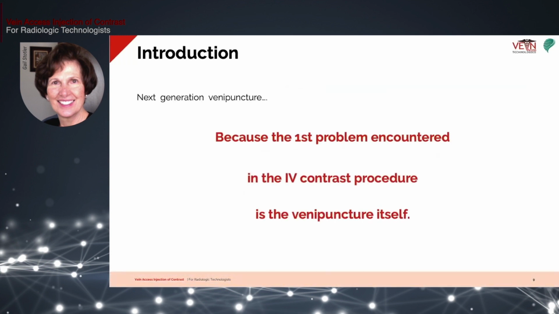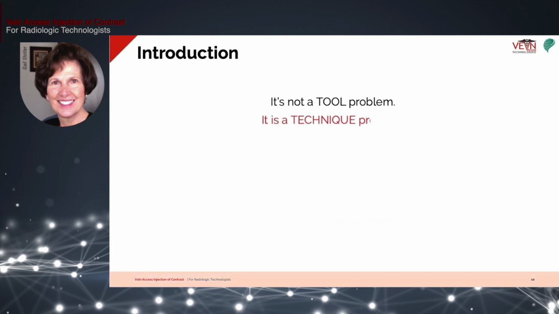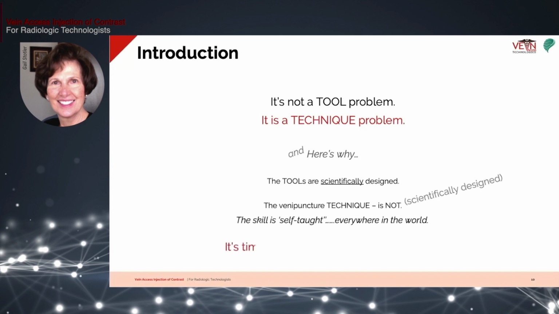So the first problem then encountered is the venipuncture, and it's not a tool problem. The tools have all been scientifically designed by engineers, mathematicians, and they work if used correctly. If scientifically used, they work. So it's not a tool problem, it's a technique problem, and nobody's addressed that. So it's time to add science to this technique, and you'll see that it makes a big difference.